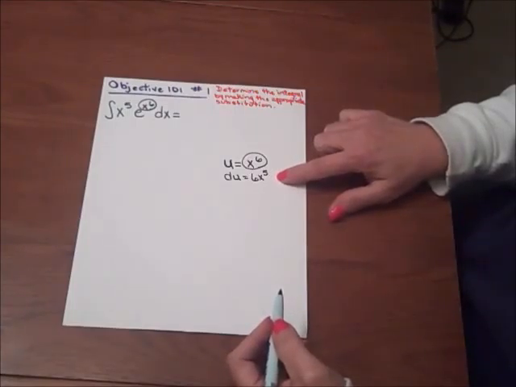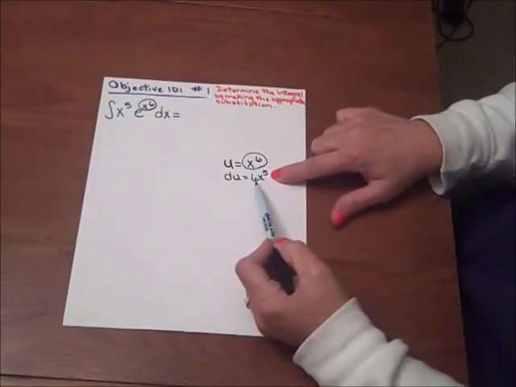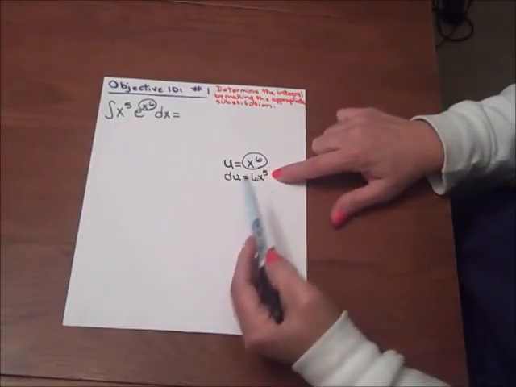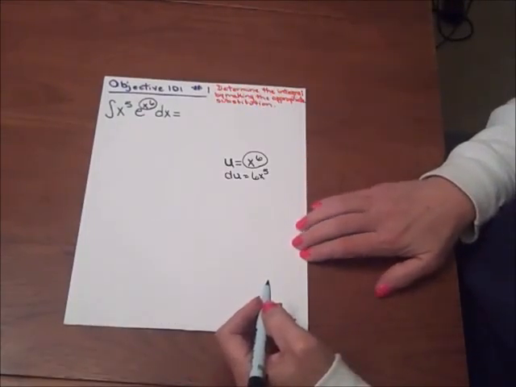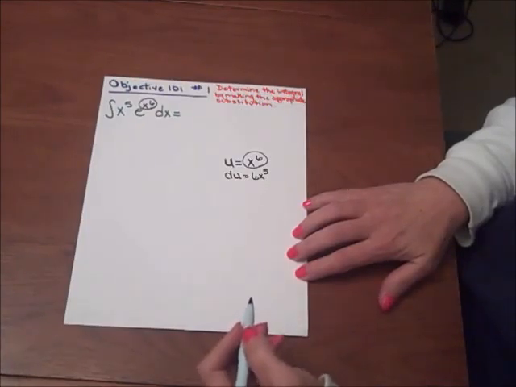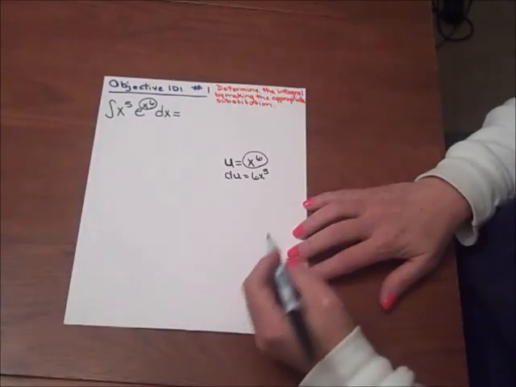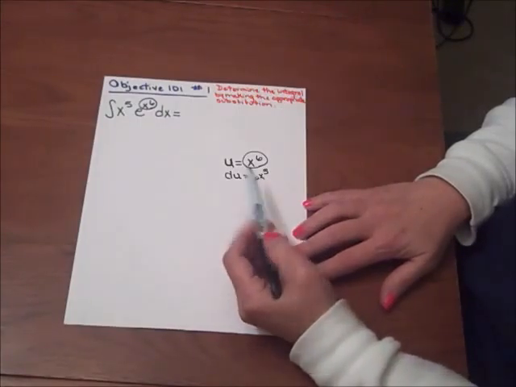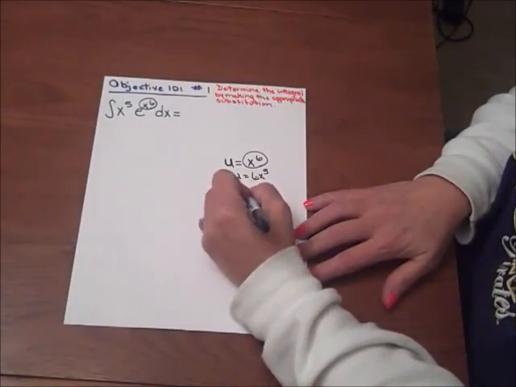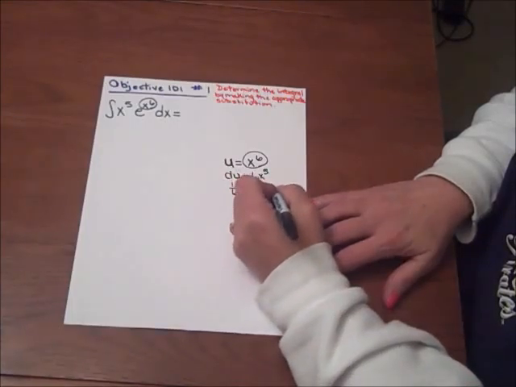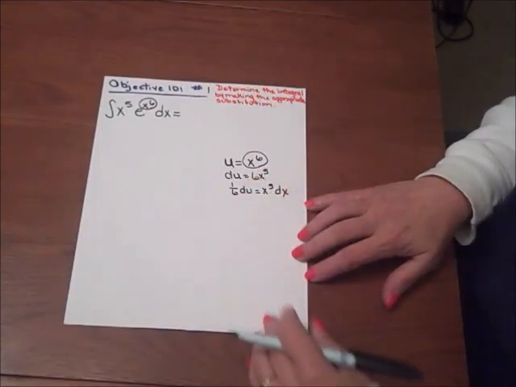The du is our derivative, so we're just going to take the derivative, and now x to the 6th power becomes 6x to the 5th power. At this point, I'm using the second option that Miss Crouch taught us, and that is to multiply both sides by the fraction of 6, or 1/6. So now we will have 1/6 du is going to be equal to x to the 5th dx.